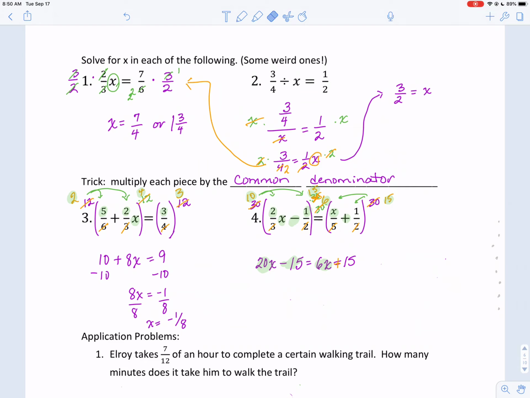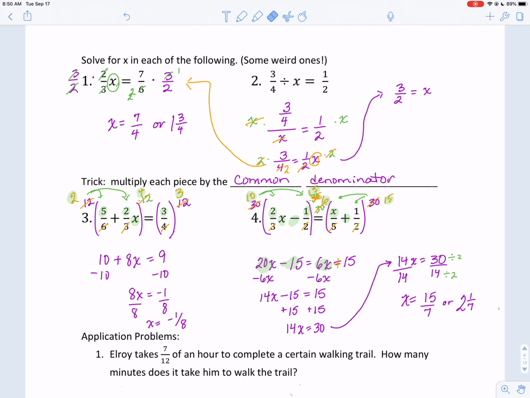And then from here, we just solve the equation. I'm going to move all my letters to the left, and then all my numbers to the right. And then finally, we'll just divide by 14 on both sides and get our final answer of 15 sevenths, or 2 1/7.